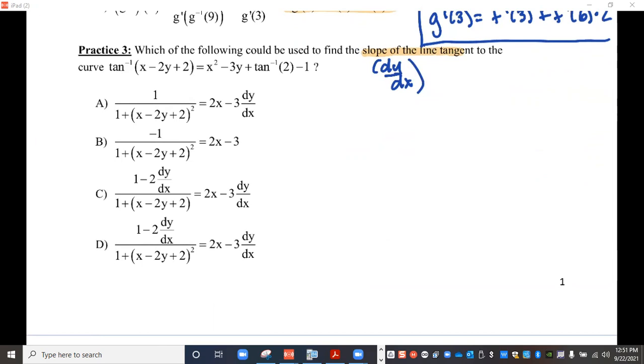Take a look at tangent of 2. Is that a constant? Or would I have to do that 1 over 1 plus x squared? Versus inverse tangent of 2, is that a constant? Yes, it is a constant. We don't know what it is, but it's not a variable, it's a constant. So when I take the derivative of that inverse tangent of 2, that's just simply going to go to what? 0. So see if you can find out which one of these would be the correct answer choice.